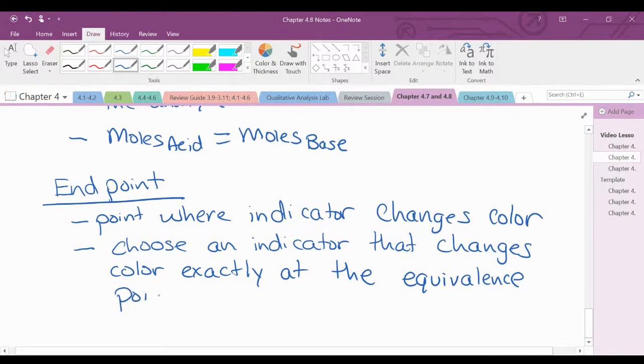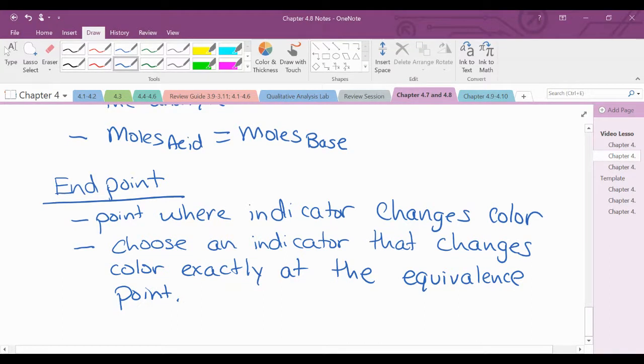And so when you look at indicators, they have a pH range where they change color, and so you can determine what pH range your equivalence point is going to happen at, and then pick the appropriate indicator to use for that color change. For the endpoint, you don't want to add too much of your titrant where the color change is so dark, because then you've overshot your endpoint. You want to make sure it's light. For example, when you use phenolphthalein, it turns pink. It wants to be a light pink persistent color.